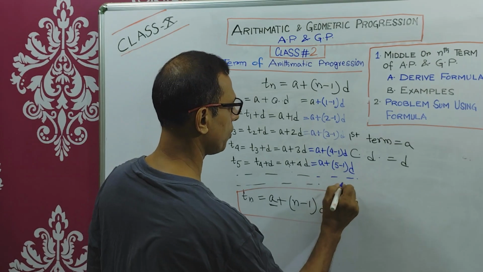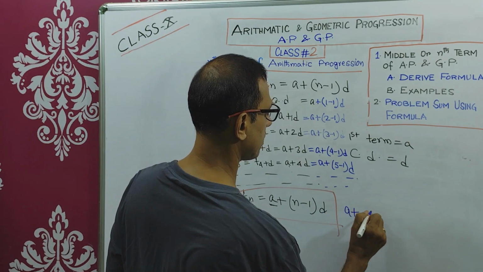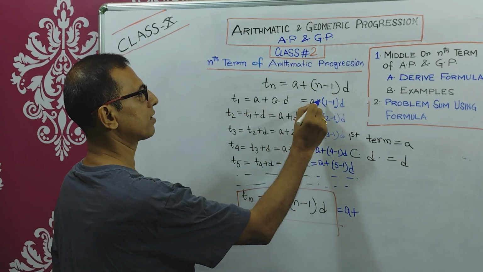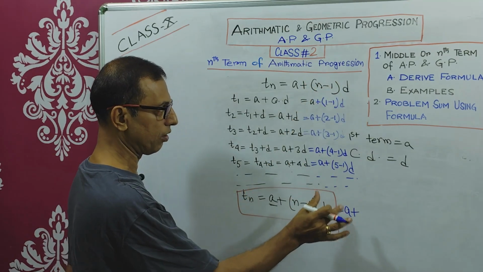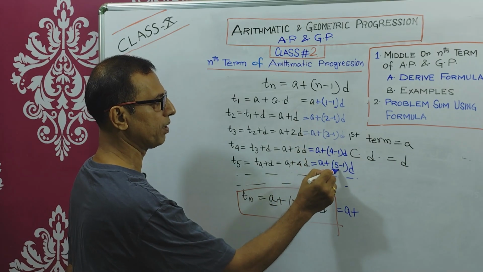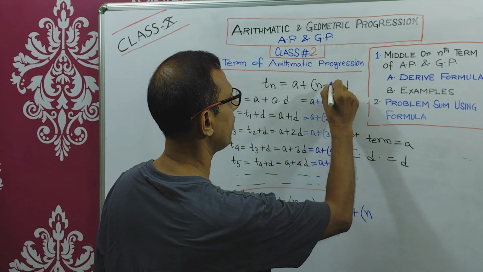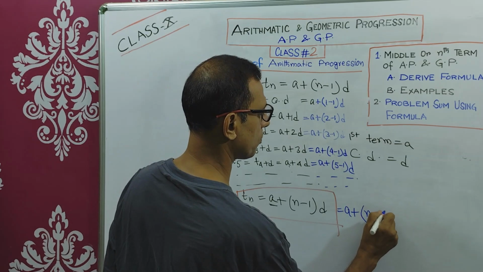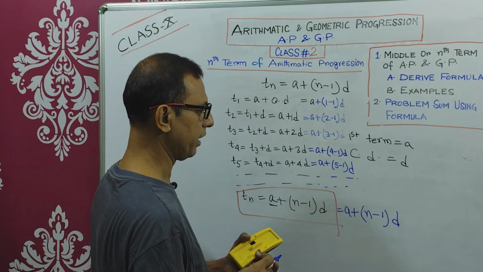And therefore, the nth term will be a plus, right, n. T1 started from 1. Here I have followed this expression: first term is 1, second term 2, third term 3, fourth term 4, fifth term 5. That means the nth term will be n. So n, then everywhere it is minus 1, minus 1, minus 1. So n minus 1 into d. So you can also express it in this way, right?